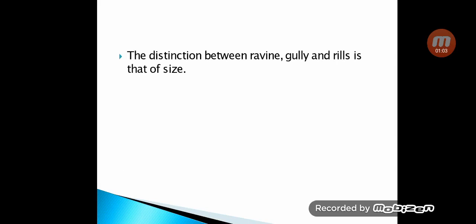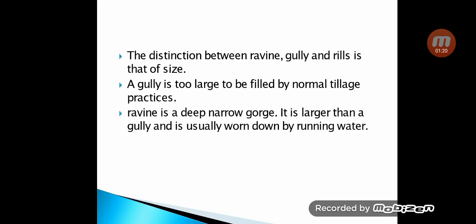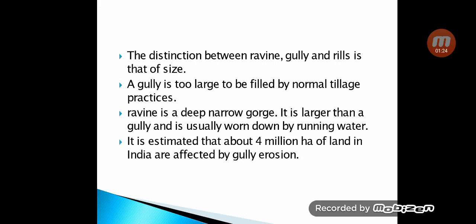The distinction between ravine, gully and rills is that of size. Gullies are too large to be filled by normal tillage practices, so conservation techniques cannot be applied for gully erosion control. Ravines are deep, narrow gorges, larger than gullies and usually worn down by running water. It is estimated that about 4 million hectares of land in India are affected by gully erosion.